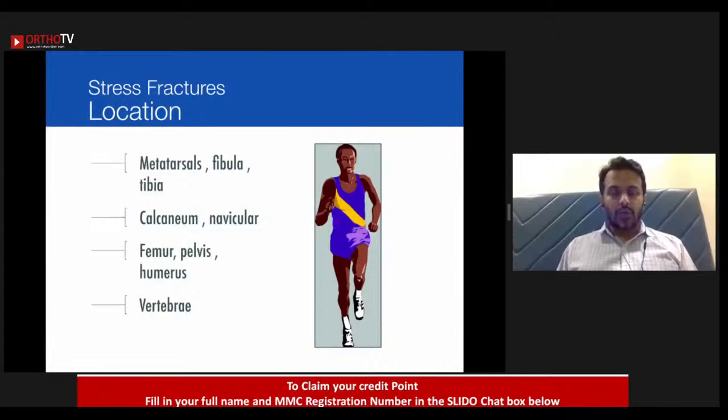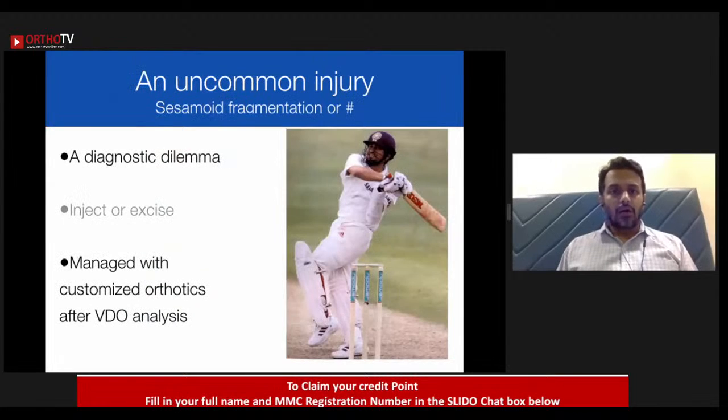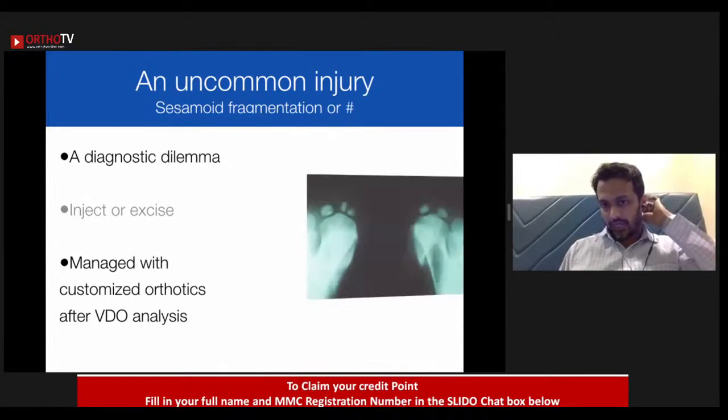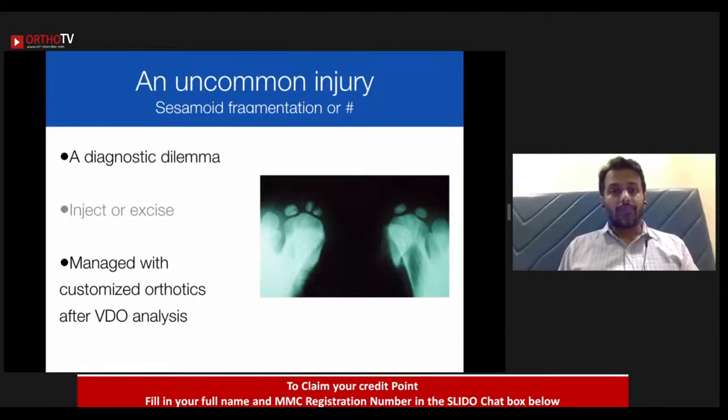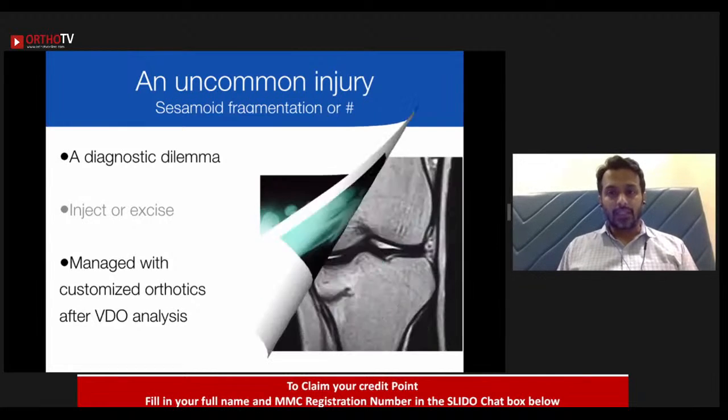So stress fracture location can be metatarsals, fibula, tibia, calcaneum, navicular, or femur, pelvis, humerus, or even stress fractures of the vertebral bones. We had a diagnostic dilemma where he had a metatarsal or sesamoid overload, and we had a dilemma whether to inject, or there were certain suggestions to exercise, but it was well managed with customized orthotics and video analysis.